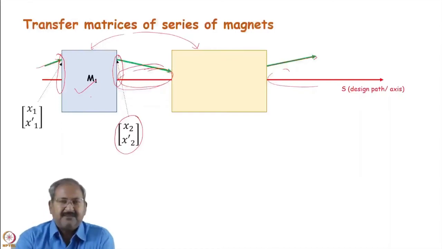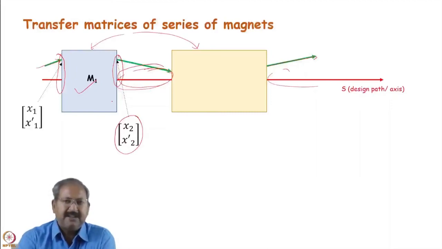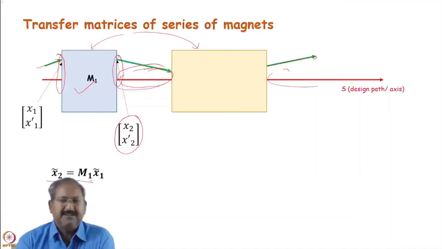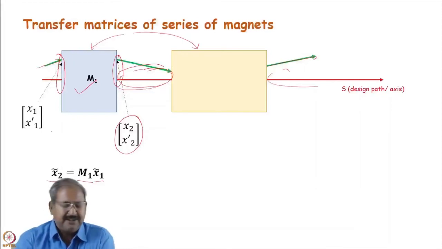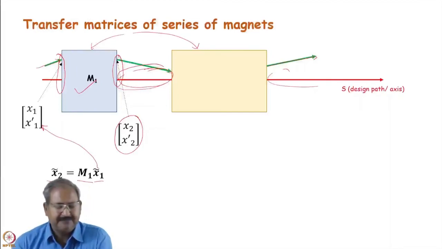Let the matrix of this magnetic element be M1. So this x2 and x2 prime can be written as a matrix product of M1 and the matrix of the initial condition. So x2, this is a column vector, is multiplied by M1, which is a 2 by 2 matrix, and x1, which is the initial column vector of the initial coordinates.